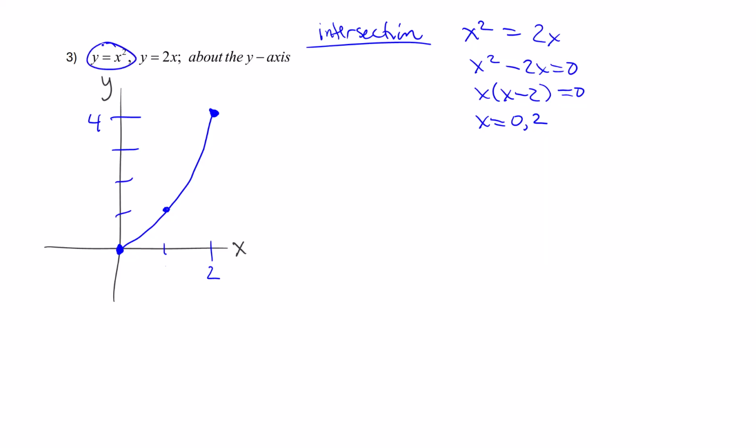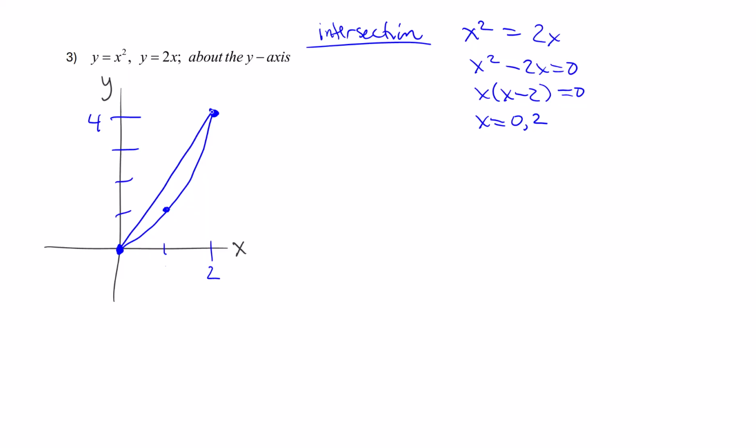That's my first function creating the border of this region. Now, the second function is y equals 2x. That's a simple line connecting the points 0, 0, and 2, 4. So we're going to draw that in as well. I'll draw a line segment connecting 0, 0 to 2, 4. That's all we're given for the boundaries.